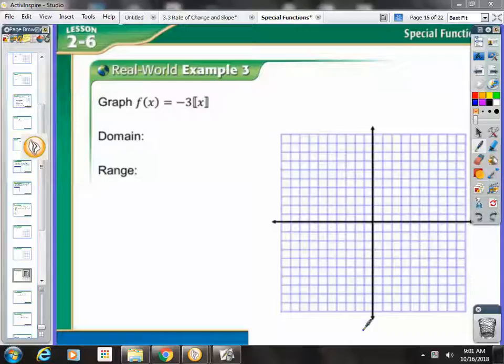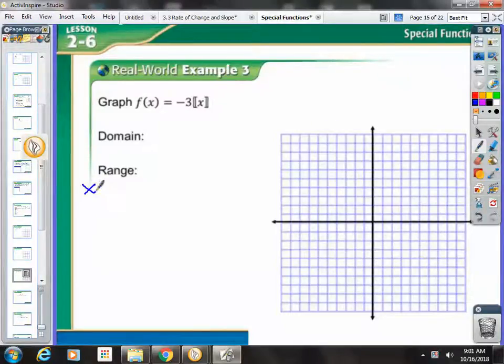Integer functions. Yesterday we said greatest integer functions sometimes have another name. What did we call them? Step functions, because, why are they called that? They look like a set of stair steps. The graph is gradually going uphill or even downhill. So we want to graph this. It's read f of x equals -3 times the greatest integer of x.